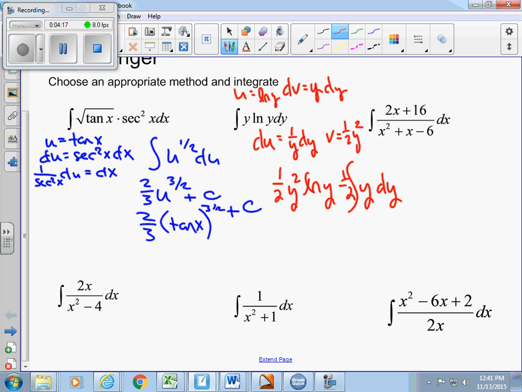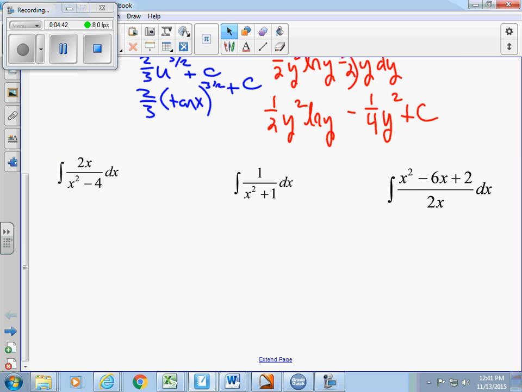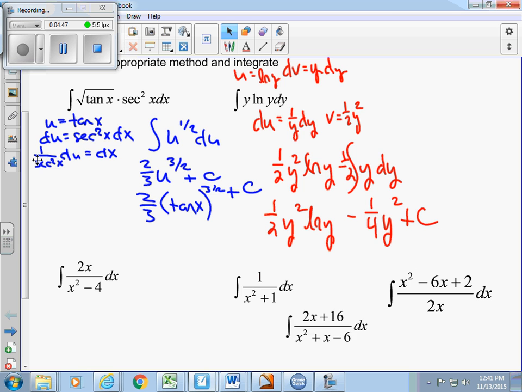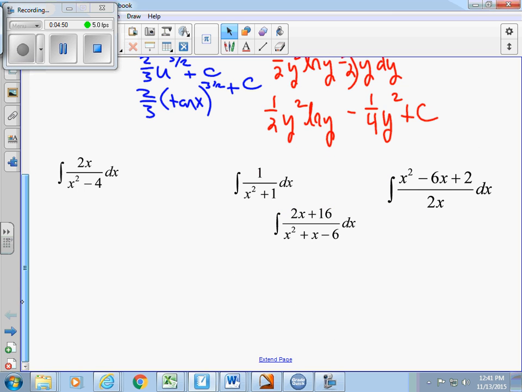Why is it y and not y squared or something? What happened to the y squared? Good. Y squared times the 1 over y, and that's where this comes from. So the antiderivative of that, 1/4 y squared plus c. Any questions about that one? I'll do that in a minute.